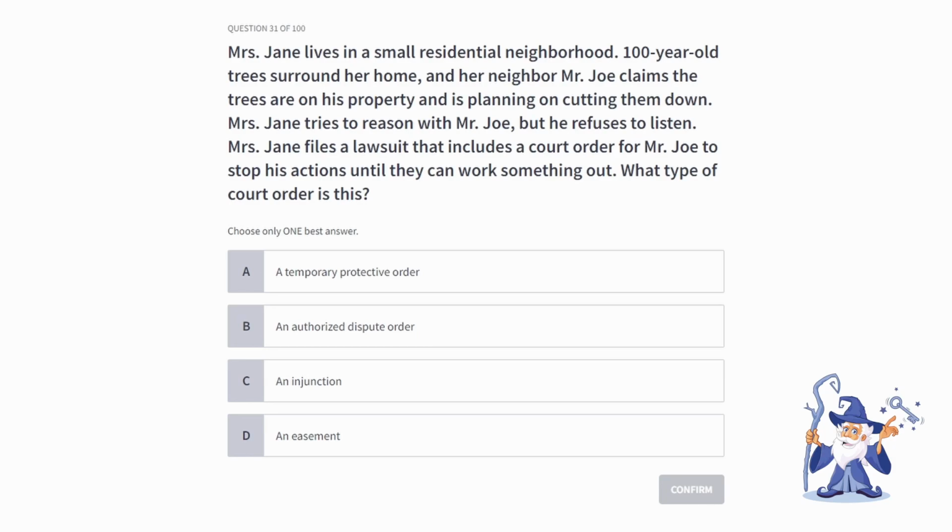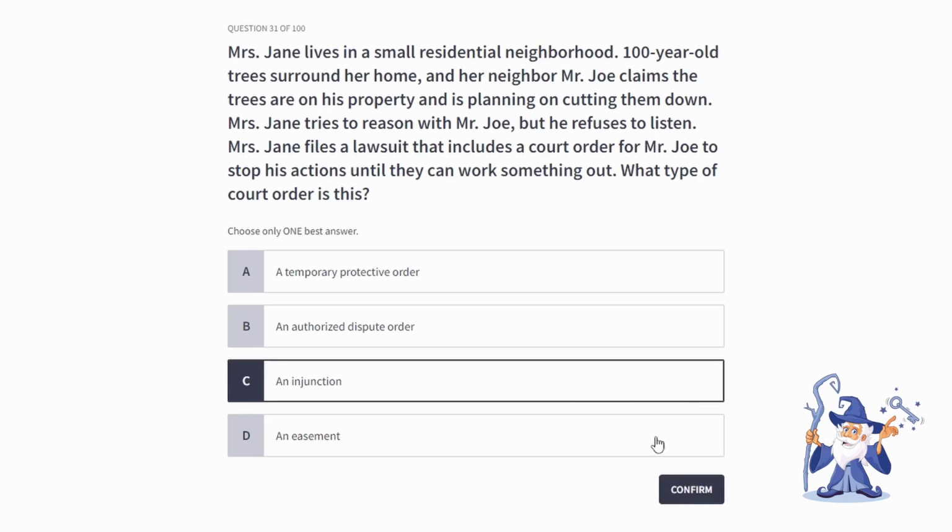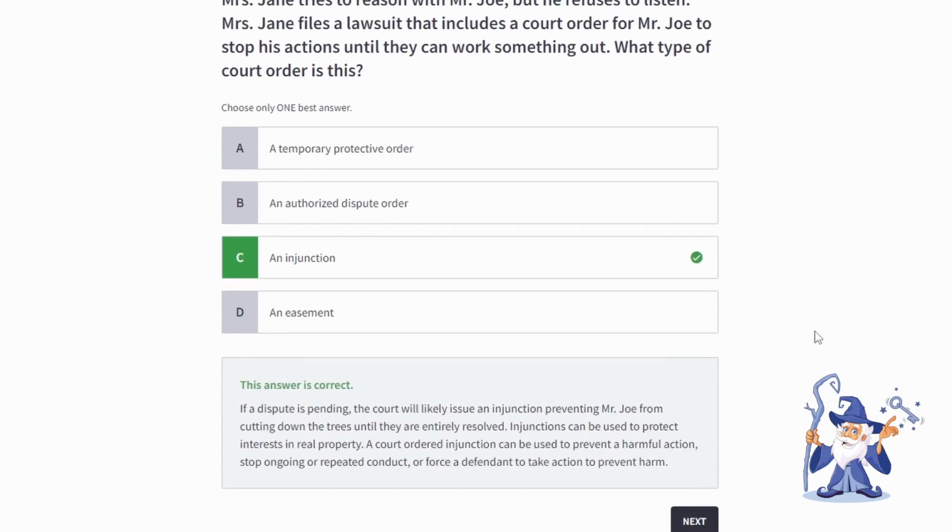Okay, so what is the correct answer for this one? Well, it's going to be C, an injunction. So if a dispute is pending, the court will likely issue an injunction preventing Mr. Joe from cutting down the trees until they are entirely resolved. So obviously the issues, those being resolved. Injunctions can be used to protect interest in real property. A court-ordered injunction can be used to prevent a harmful action, stop ongoing or repeated contact, or force a defendant to take action to prevent harm. So yeah, in this case, obviously it would be an injunction.